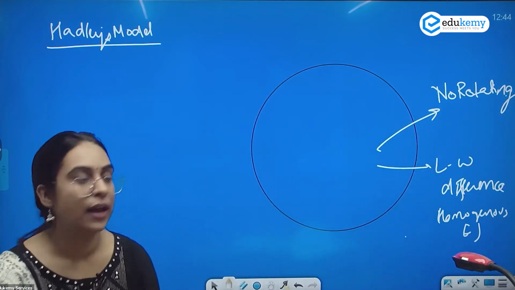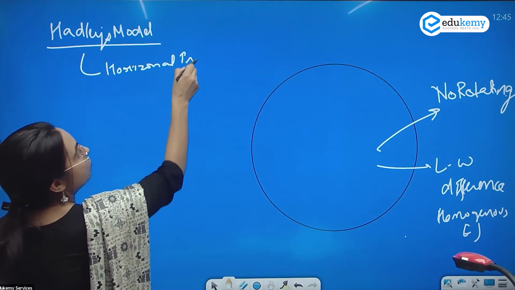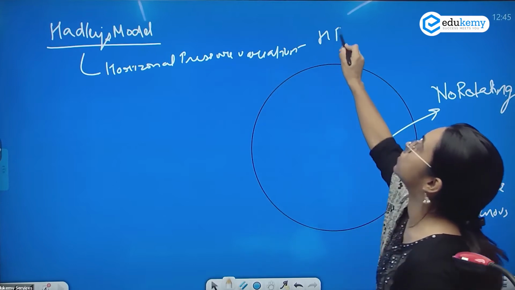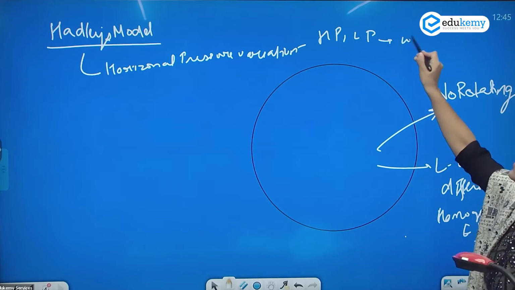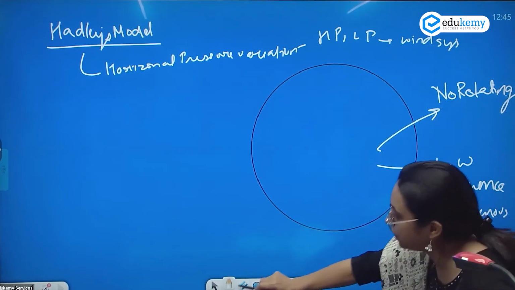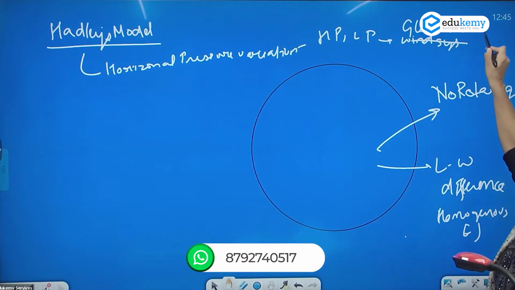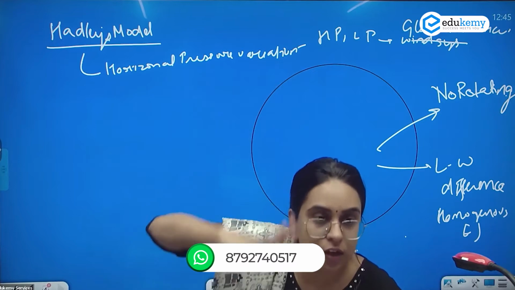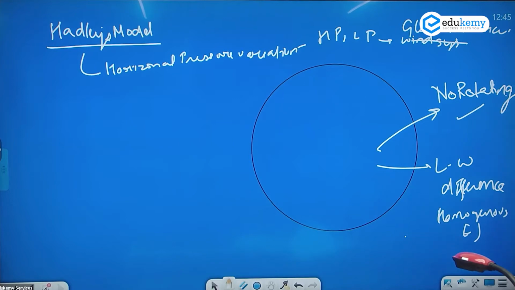Hadley wants to explain horizontal pressure variation. By this horizontal pressure variation, he will explain where there is high pressure and where there is low pressure. And on the basis of high pressure and low pressure, he will explain the wind system, that is, the global atmospheric circulation. How is the wind moving? What is the circulation? So he makes two assumptions. The first is a non-rotating earth, and the other is no land water differential.